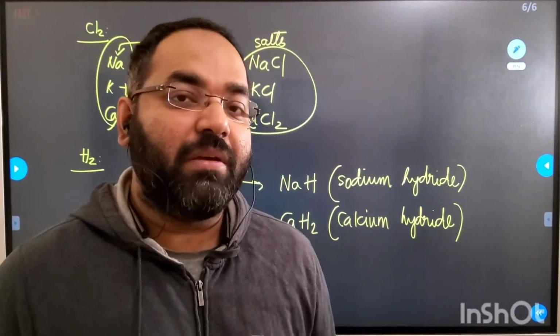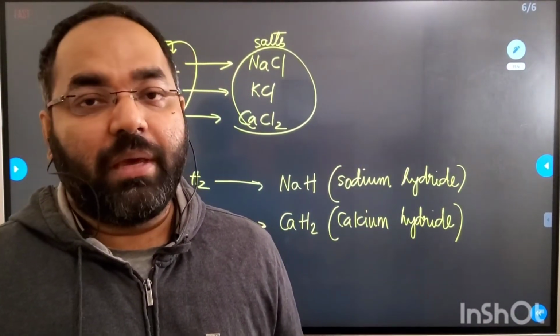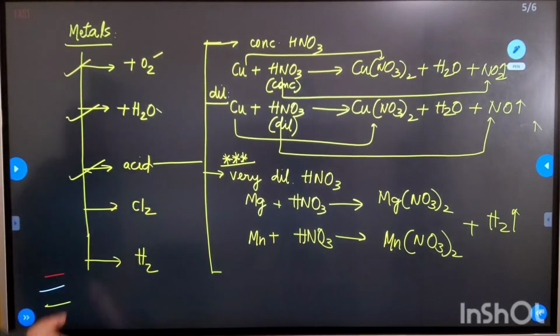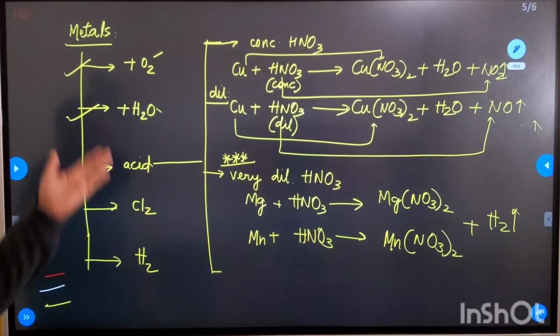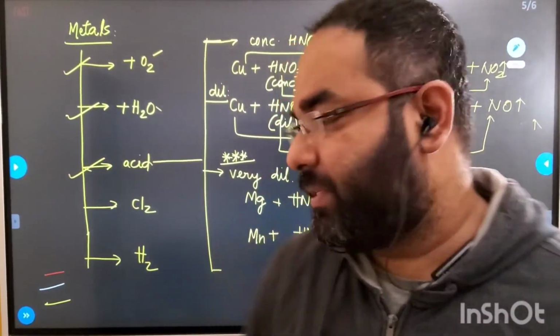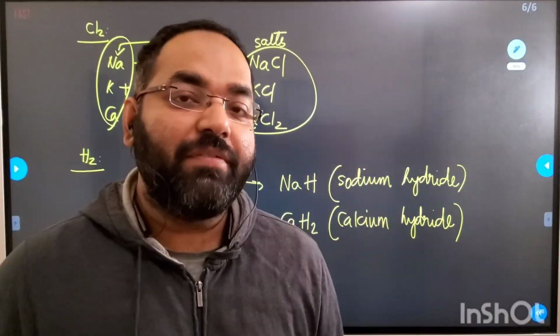With this, we have summarized the entire chemical properties of metals and non-metals. I'm just going to go back so that we just look at how each one reacted. Depending on the position of the metal in the reactivity series, they tend to react in different ways. Alright?